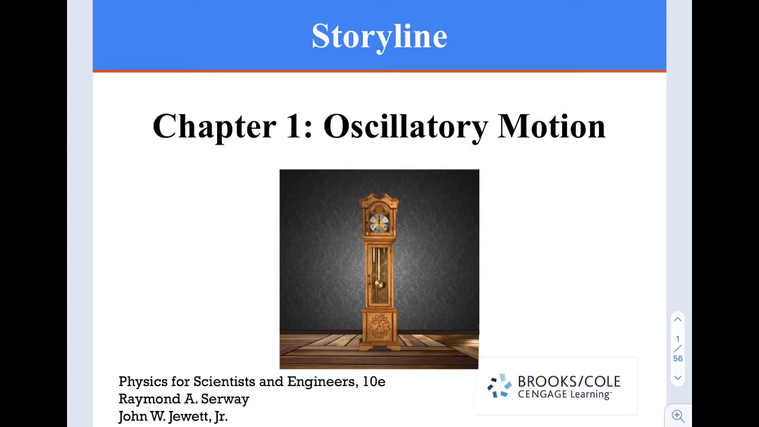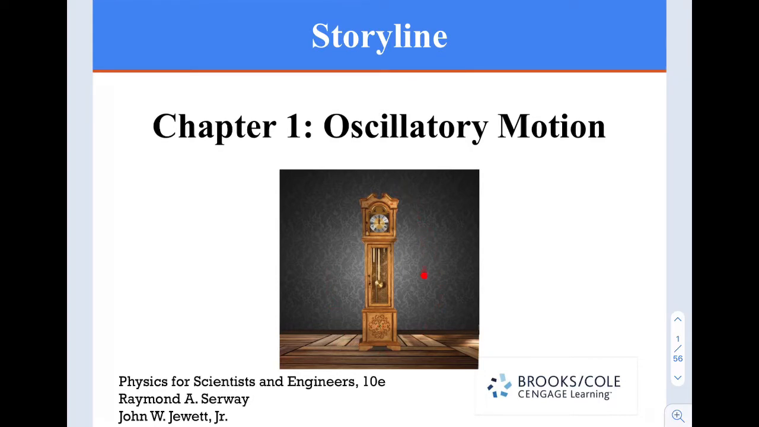Inshallah, this is chapter 1, entitled Oscillatory Motion. Let's begin chapter 1. If you take a look at the storyline within your textbook, it's talking about a grandfather clock, isn't it?